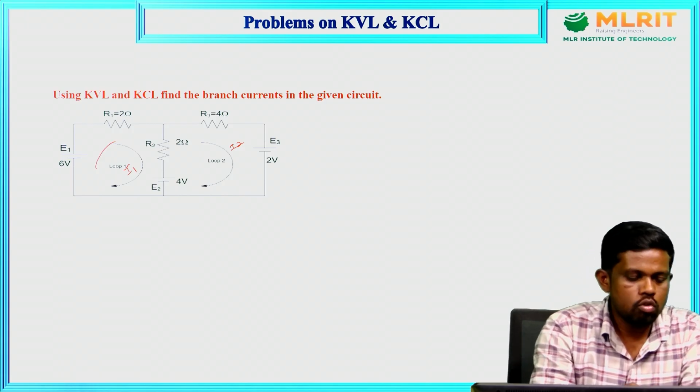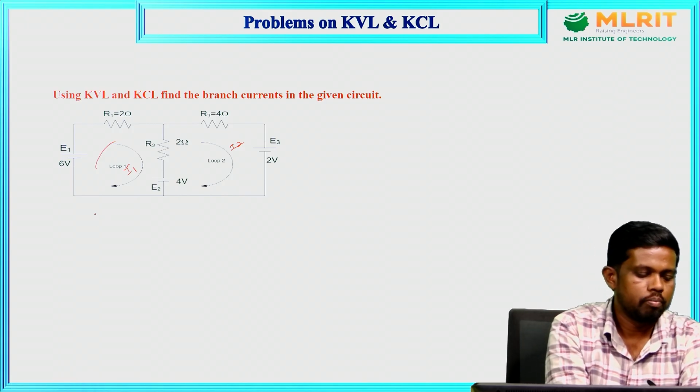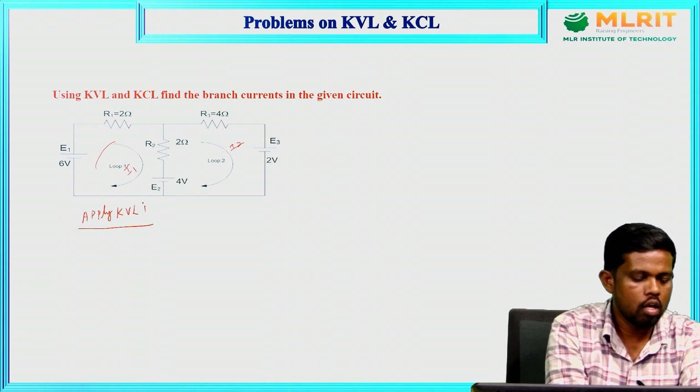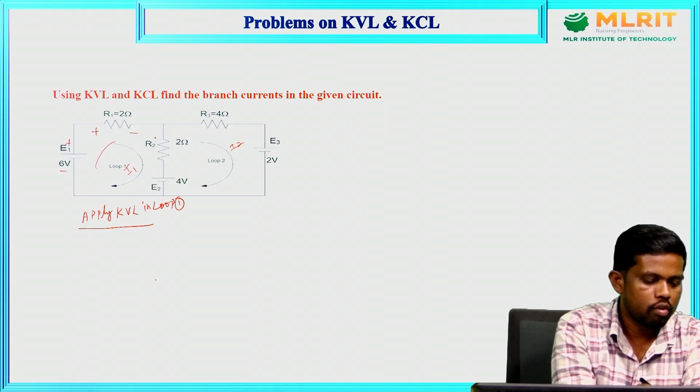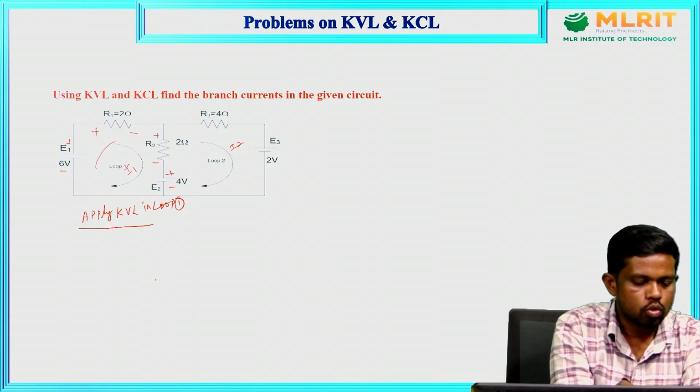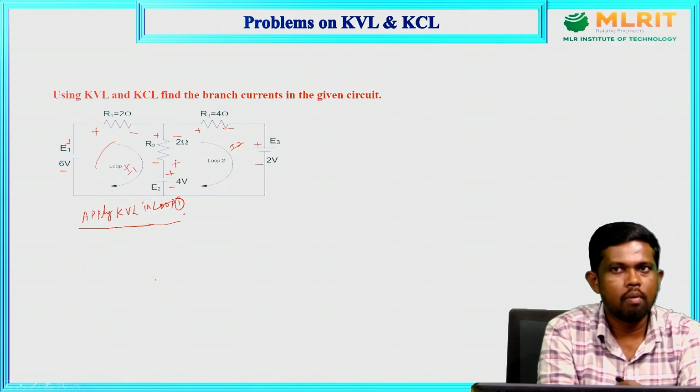First we need to apply the Kirchhoff voltage law, KVL, in loop number 1. So to find the required values, we apply KVL in loop number 1. For this element it is minus to plus. For this it is plus to minus. For this element also plus to minus, and for this one plus to minus. For this element plus to minus. Coming to this one, minus to plus, and coming to this one, plus to minus. Then apply the KVL equation in loop number 1.